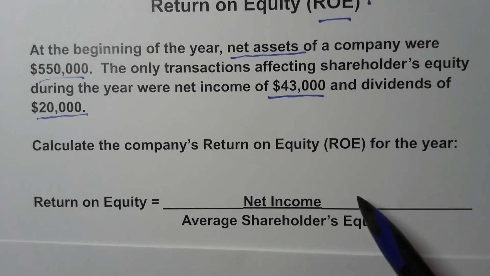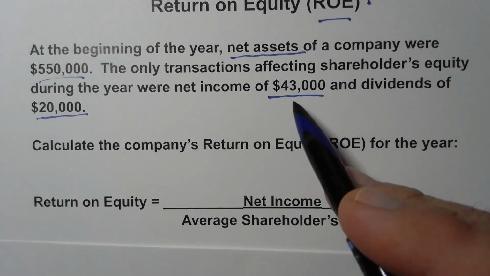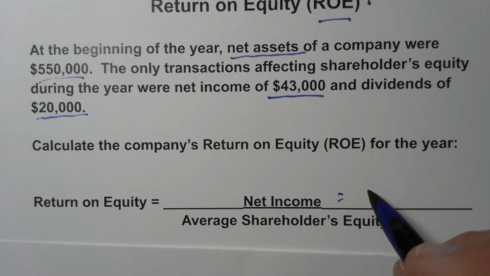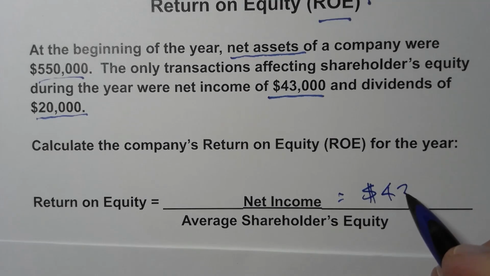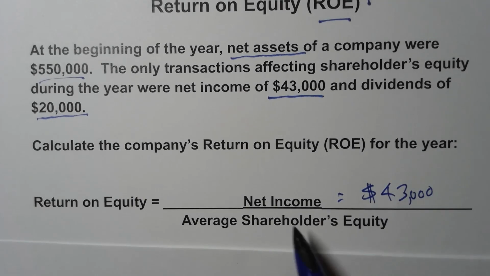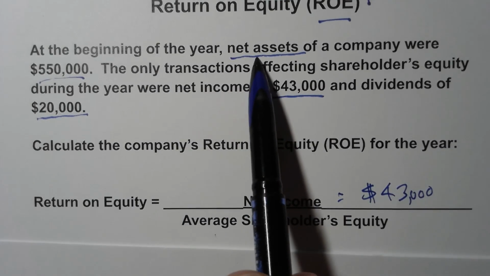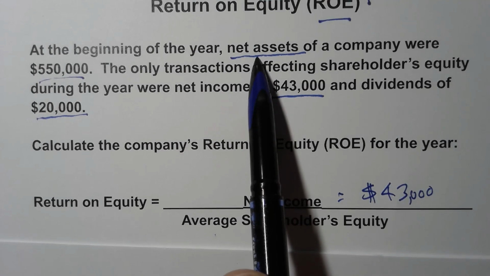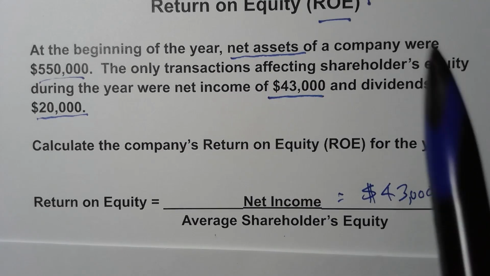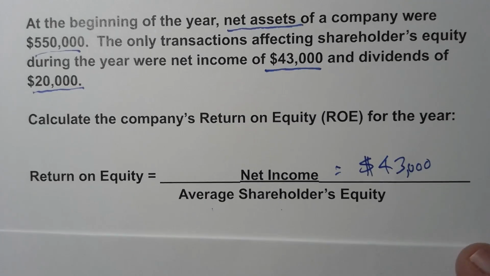First of all, we know the net income, right? It's given to us right here. That's $43,000. But we need to figure out the average shareholders' equity. All that we are given are the beginning of the year net assets. Well, if we don't know what net assets are, let's take a look at that.